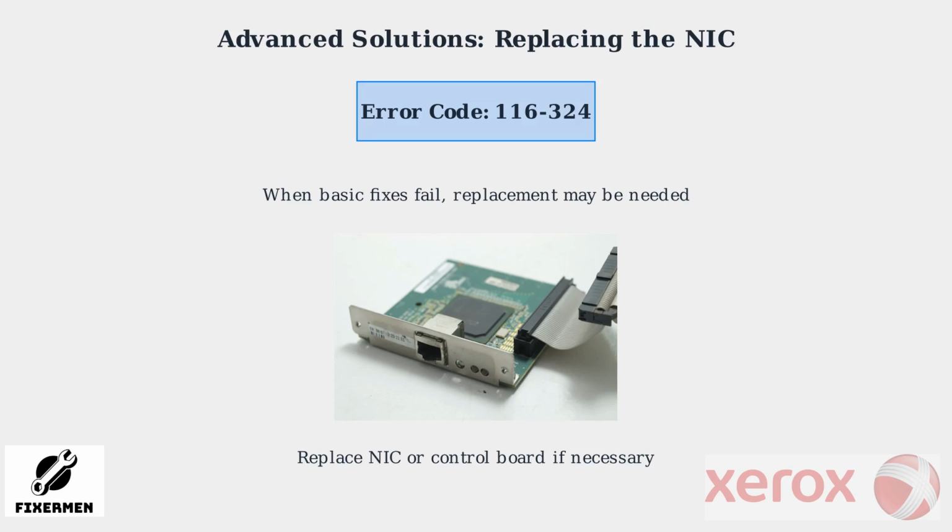This requires disassembling the printer and careful handling of components. The main control board, like this one, houses the NIC and other critical components. Replacing it ensures all network functions are restored. This is an advanced repair that requires technical expertise to avoid voiding warranties or causing further damage. If your printer is under warranty, contact Xerox support for free service.